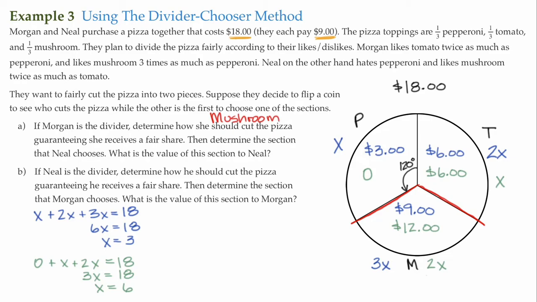Now that she cut it, Neil gets to choose. He's not going to choose this. This is worth 0 and $6, so this top portion to Neil is worth $6. But the mushroom portion down here is worth $12. So he's going to take the mushroom portion. And what is that worth to him? $12.